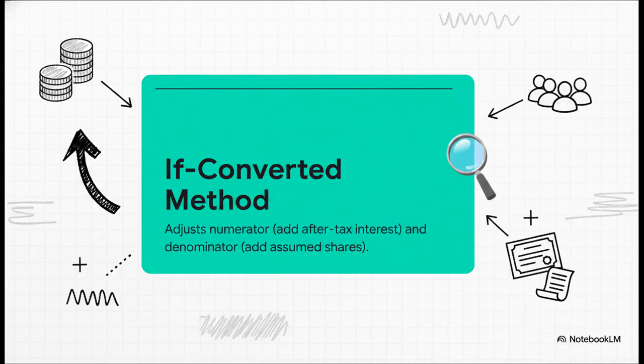To figure that out, we have to adjust our profit to shares fraction in two ways. Up top, in the numerator, we adjust the profit by adding back the after-tax interest we would have saved. And down on the bottom, the denominator, we add in those extra assumed shares. We've got to investigate both ends to see the true diluted picture.